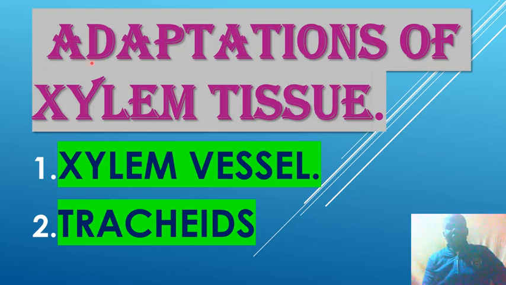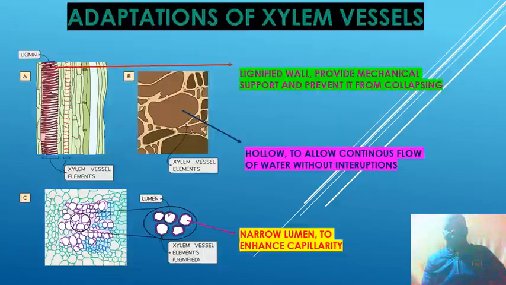Today we want to discuss the adaptations of the xylem tissue. On the xylem tissue, we will divide it into two: the xylem vessel and the trachea. For the xylem vessel, we will discuss how it is adapted, and for the trachea, how it is adapted, and what their differences are.